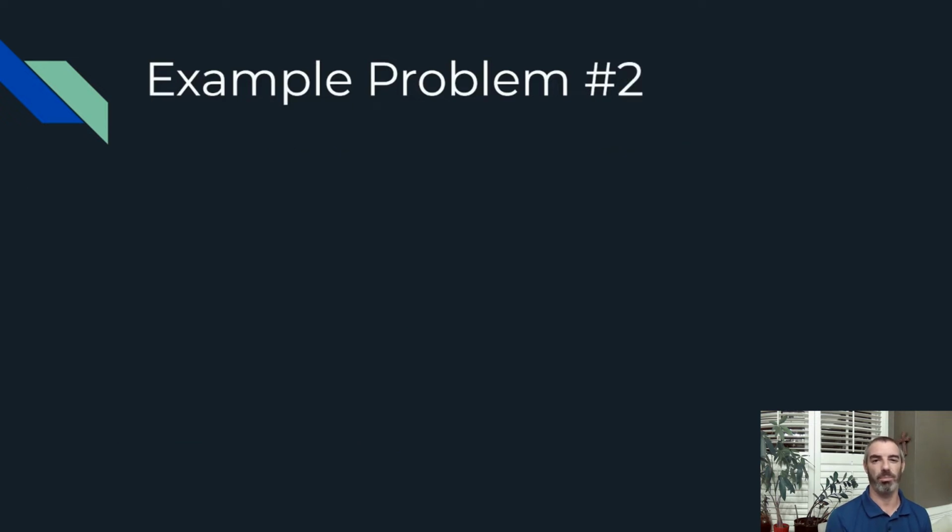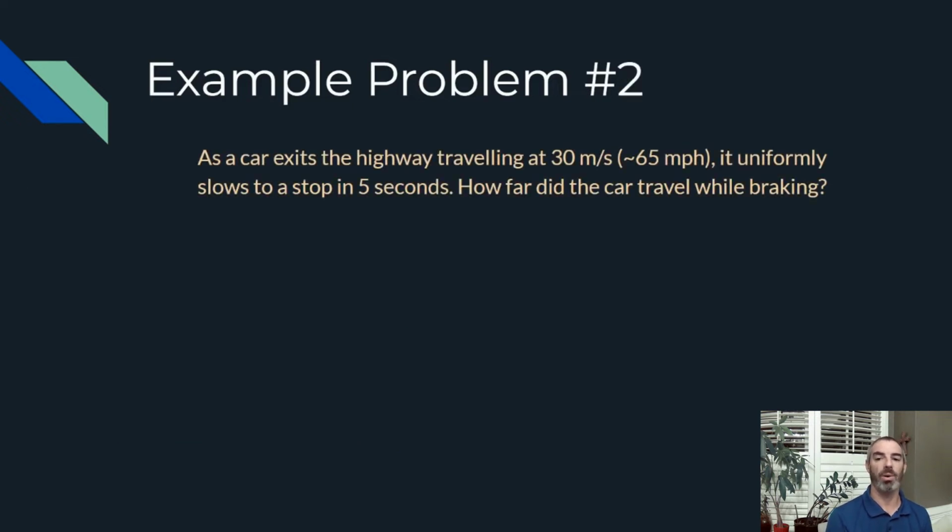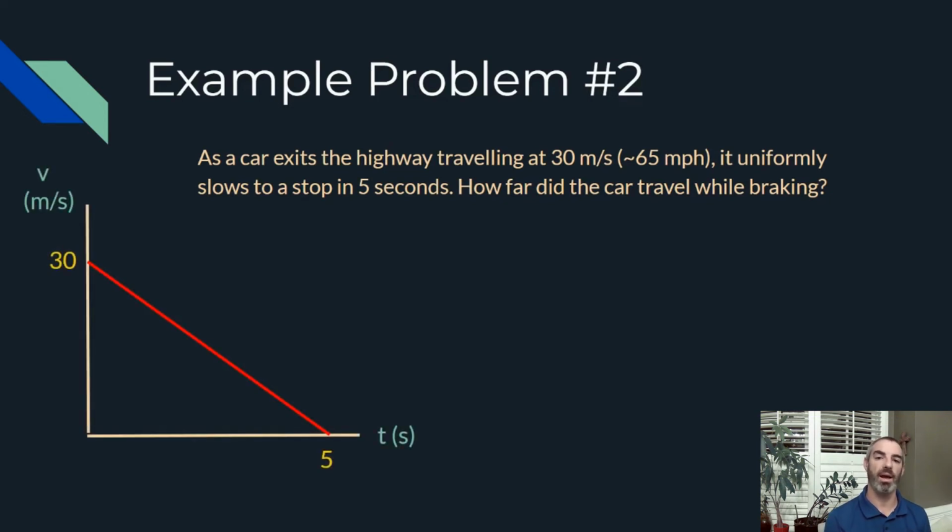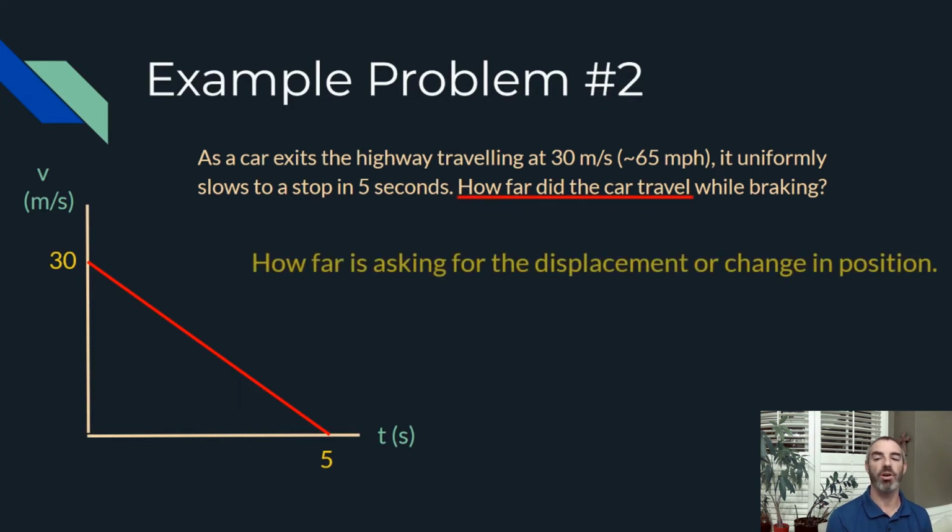So let's look at the second example. As the car exits the highway, now we want to know how far the car traveled while braking. So we have our same graph starting at 30 meters per second, ending at 0 in 5 seconds. And how far is asking for the displacement or the change in position, which is just the area under the curve.